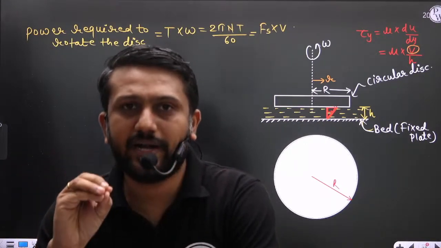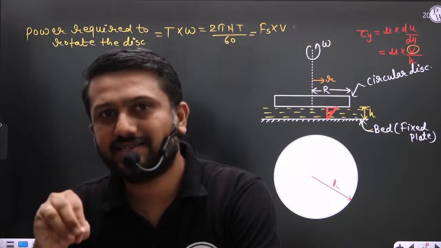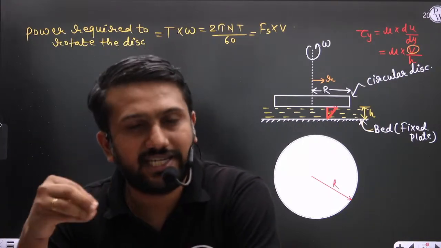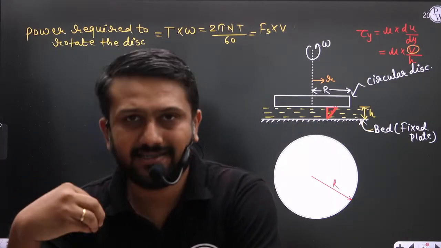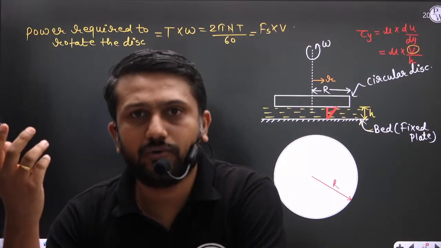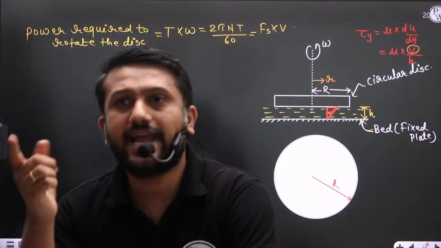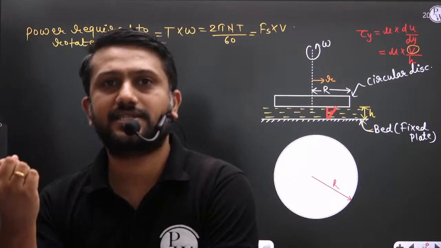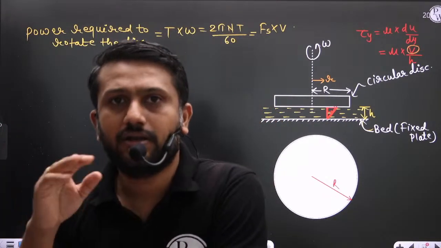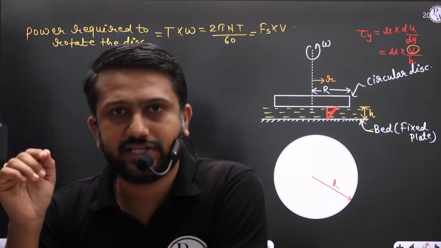Because in this particular case the shear stress is not constant. Shear stress is changing with respect to R, and hence shear force is also changing with respect to R. So first we calculate the small elemental shear force, and once it is calculated, then find out the total shear force by using integration.